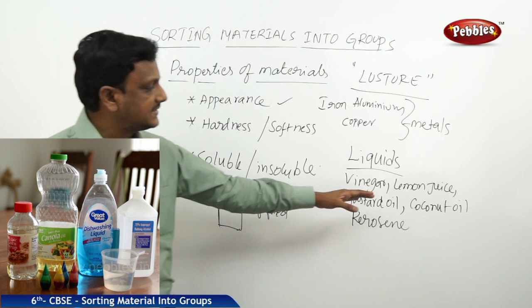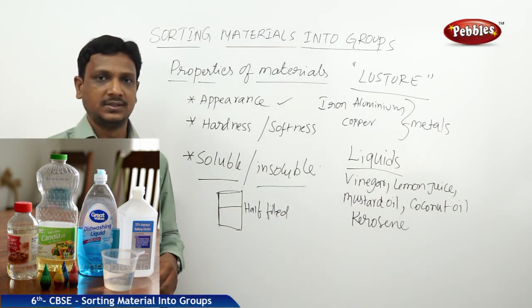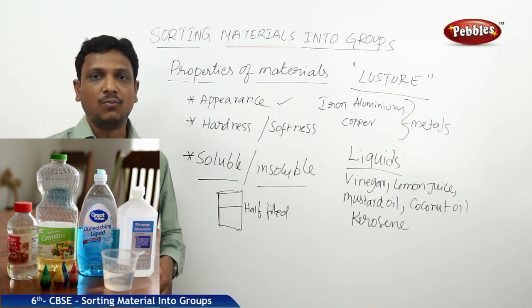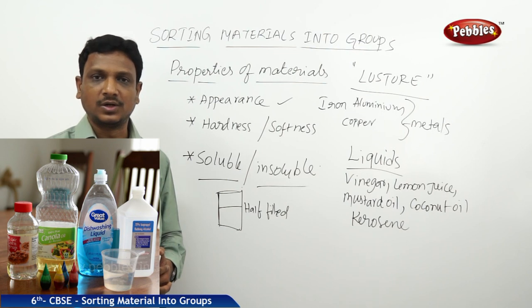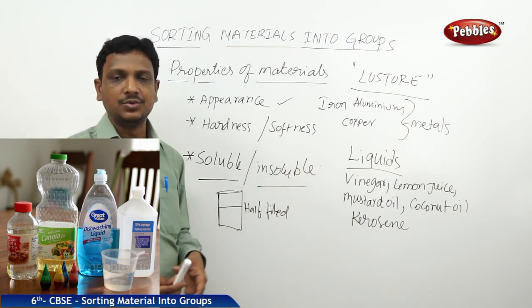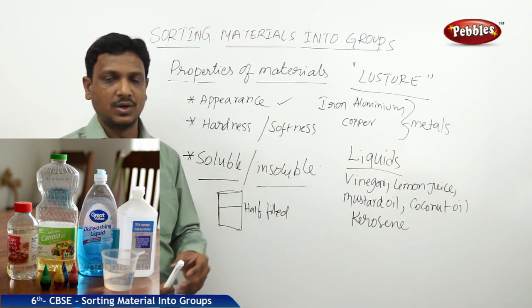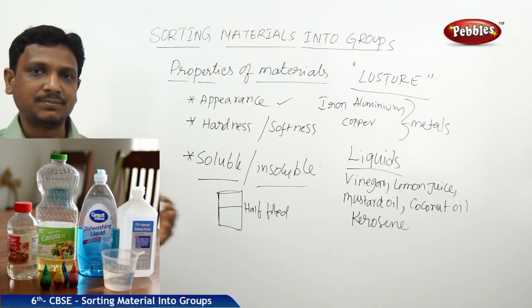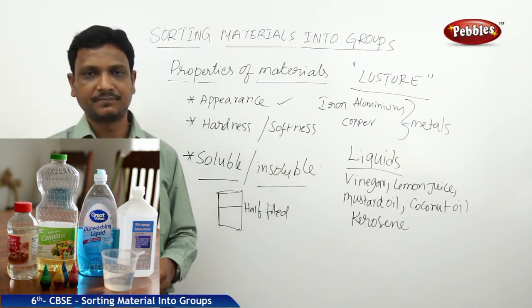Do you think all these things dissolve in water? Are they soluble in water? Right? So generally, more technically, we use the term miscibility, whether they are miscible with the water or not. If you add vinegar to a glass of water, you will find that the vinegar dissolves so quickly in the water. You cannot see vinegar separately in the water. It disappears. That means it dissolves in the water.